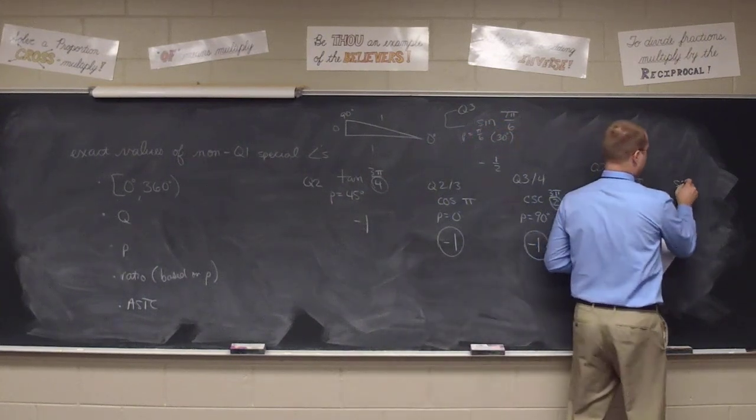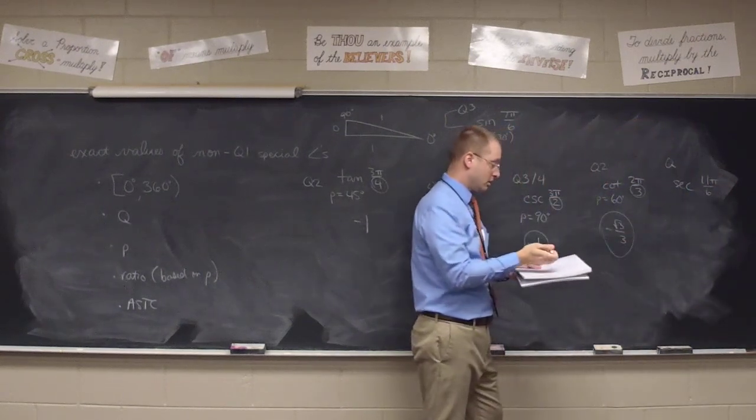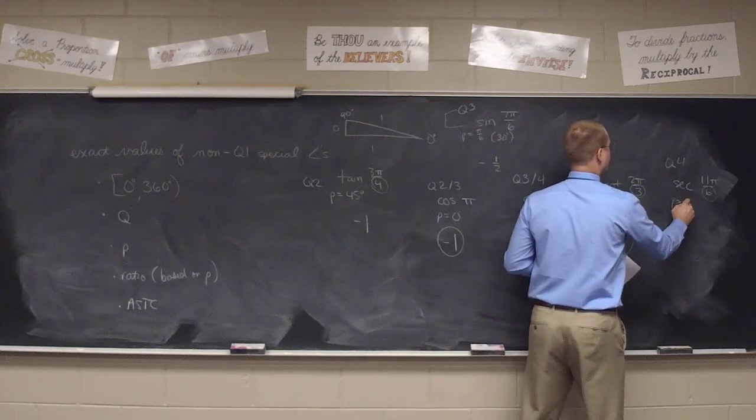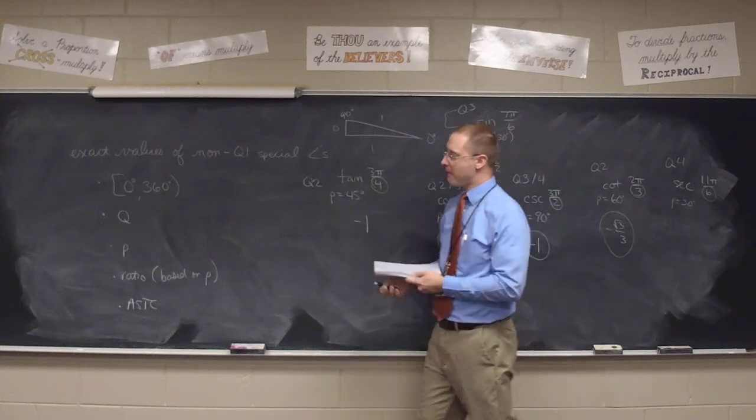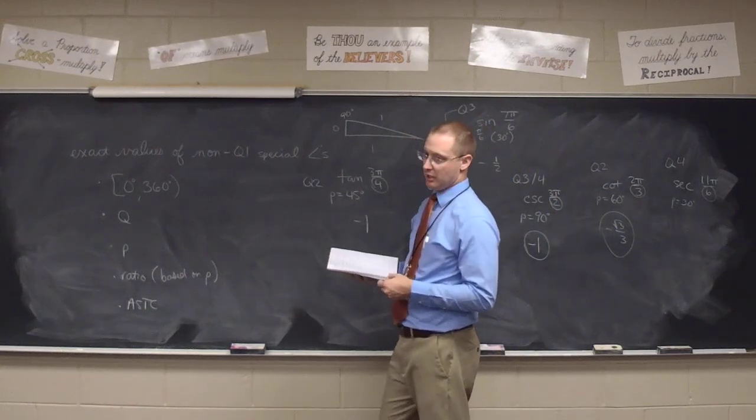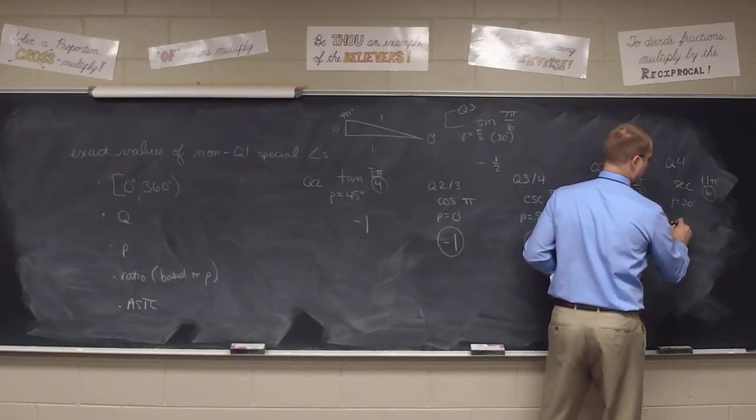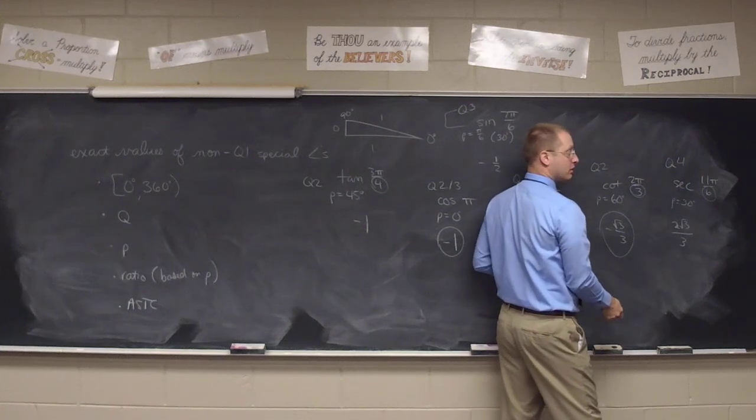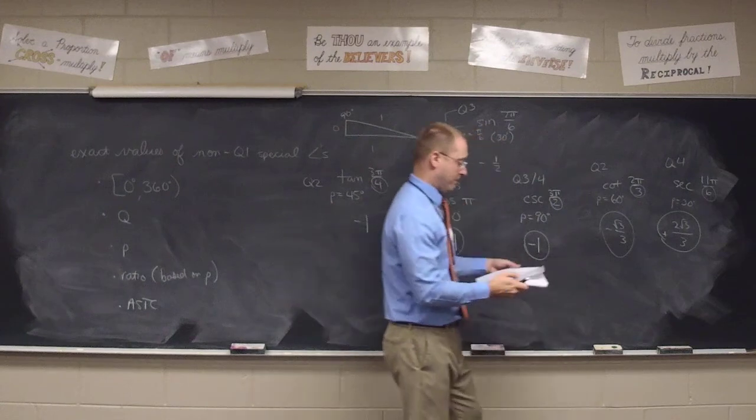How about the secant of 11 pi over 6? Quadrant 4. Reference angle, anytime you see a denominator 6, 30 degrees. Secant of 30, hypotenuse over adjacent, 2 over square root of 3, or 2 square root of 3 over 3. Quadrant 4 secant is positive. Positive 2 square root of 3 over 3.